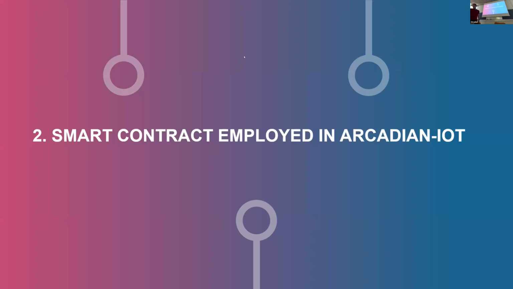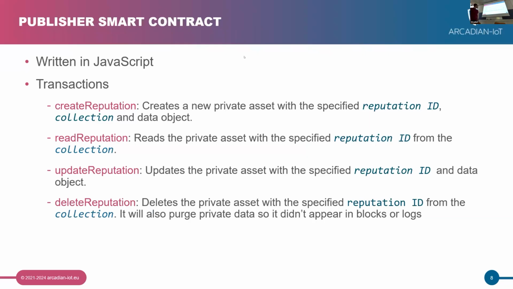Then we are going to see the smart contract deployed. It is written in JavaScript, and it has the following transactions. Create reputation, which creates a new asset with a specific reputation ID and collection. We will see later what a collection is and the data object. The next one is read reputation, which is the actual read from the blockchain with the reputation ID and collection. Then you have the update reputation, which updates the private asset with the specified reputation ID and data object.